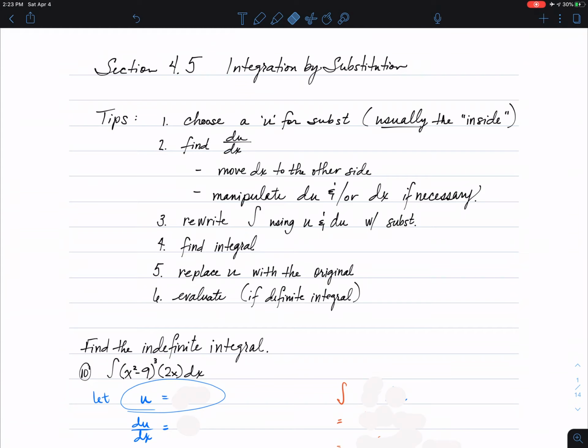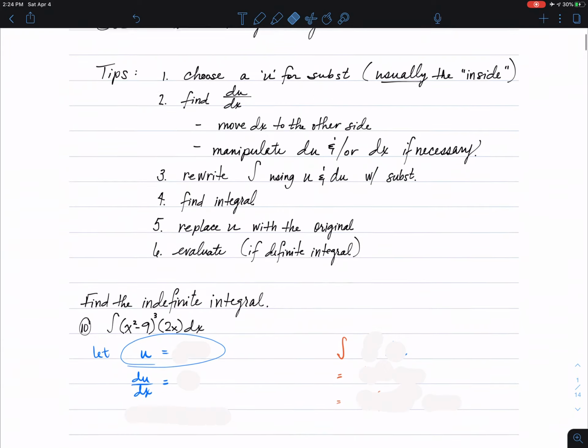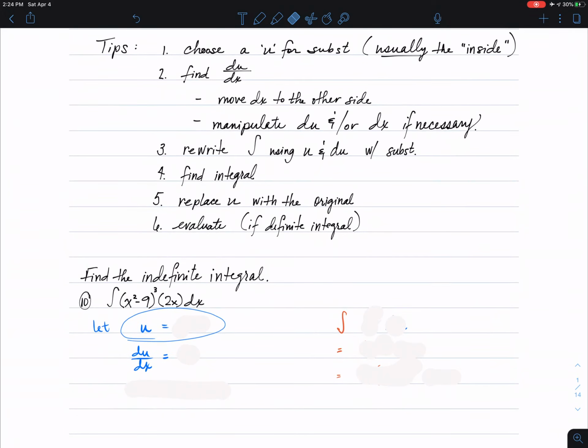Thirdly, you want to rewrite your integral. And instead of using x's and dx's, you're going to be using u's and du's, and you're going to do that by substitution. Your goal here is that you want to get rid of all x's and all dx's, and replace them with nothing but u's and du's. Then you'll find the integral with those u's. Once you find the integral, go back and get u back out of there. We want to go back to the original x's because that was what we had to begin with. And then if it's a definite integral, you want to evaluate. All right, so let's just jump right on into the first example here.